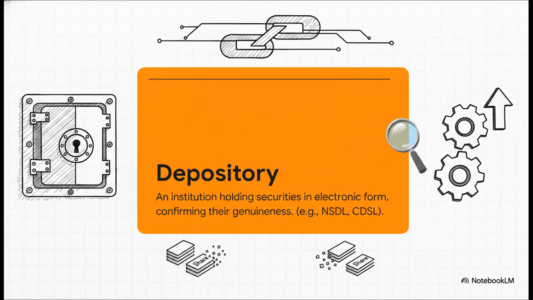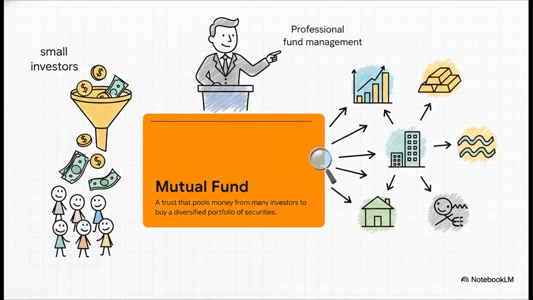Next up, you have the depository. The easiest way to think about it is like a high-security bank, but for your shares instead of your cash. Institutions like NSDL and CDSL hold all the securities in electronic or dematerialized form. They check that every share is real, and they make transferring ownership from one person to another totally seamless and instant. And of course, we have to talk about mutual funds. They are so critical for making the market accessible to everyone. They let small investors pool their money together to get two things they could never get on their own. One, access to a professional fund manager, and two, instant diversification across tons of different securities.